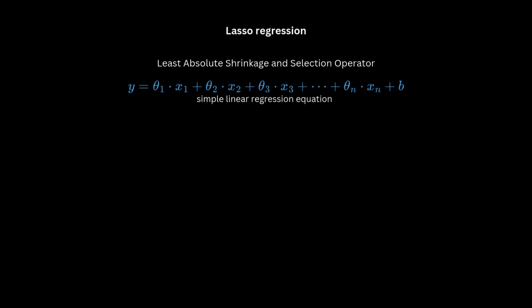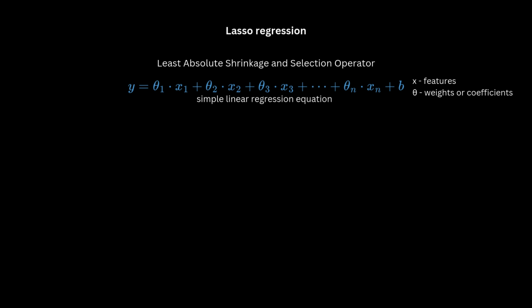Lasso regression, short for least absolute shrinkage and selection operator, is a regression technique that simplifies a model by adding a unique penalty. So, this is a simple linear regression equation where x1, x2, and so on are the features, and theta 1, theta 2, up to theta n represent the coefficients or weights which symbolize the importance of each feature.